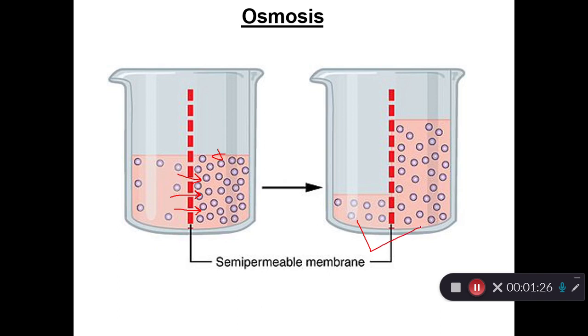But of course, one side of the membrane has more water than the other. However, again, the concentration is equal. So here, this side has more concentration of solutes. This has less. But at the end of the osmosis process, after water moving to the side that has higher concentration, now the concentration is equal on both sides of the membrane.